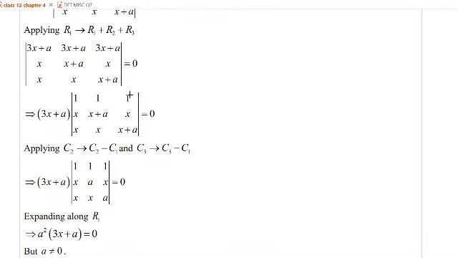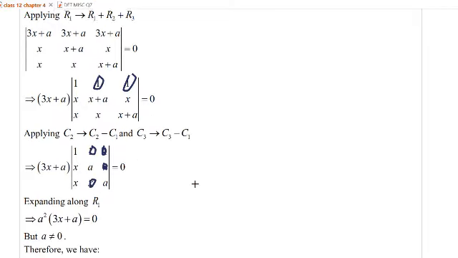Once we get 3 ones, we can make this 0 by column 2 minus column 1. Make this 0 by column 3 minus column 1. So 1 minus 1 is 0. X plus a minus x is a. X minus x is 0. 1 minus 1 is 0. X minus x is 0. And x plus a minus x is a.